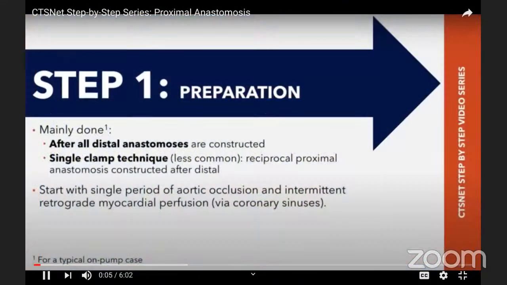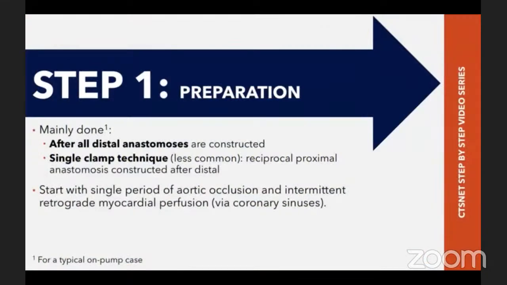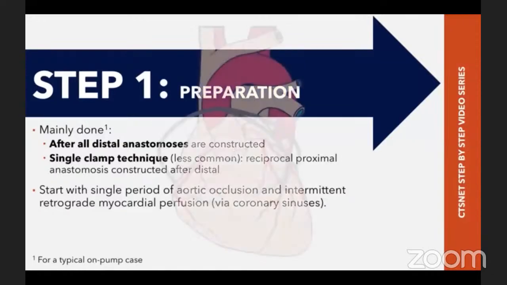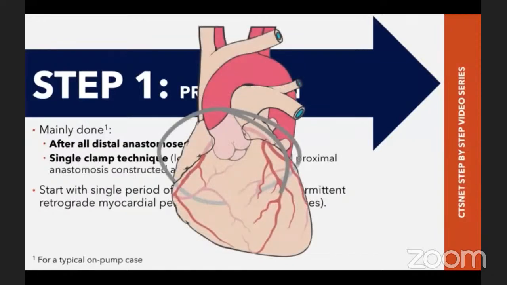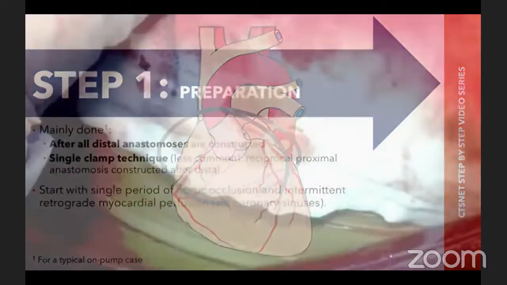Proximal anastomoses of venous grafts are usually done either after the cross clamp is released and all distal anastomoses are constructed, or less commonly using the single clamp technique, which involves constructing a reciprocal proximal anastomosis after a distal one. The completed anastomosis is shown here. Notice how the graft vessel is attached distally to a coronary vessel and proximally to the aorta. If this is being done as a second step, a single period of aortic occlusion and intermittent retrograde perfusion via the coronary sinus is performed.